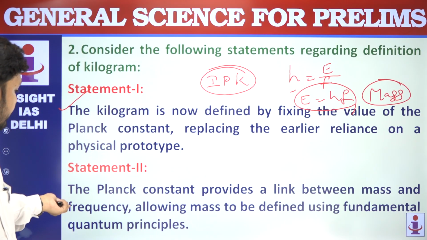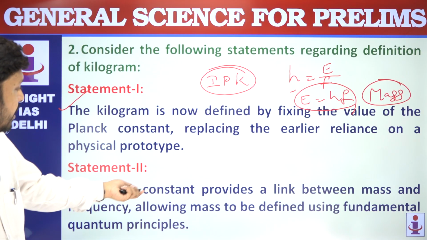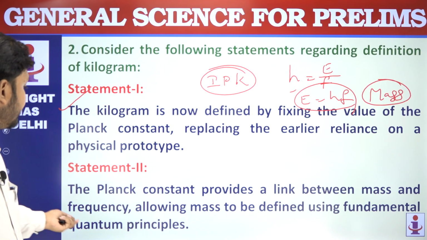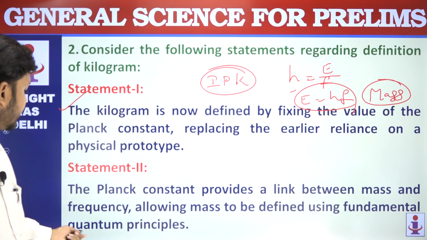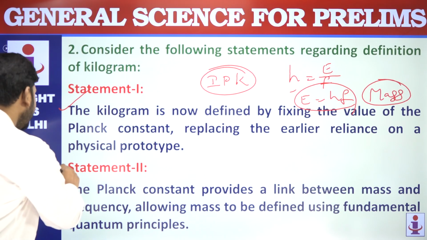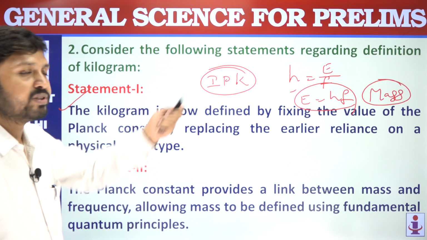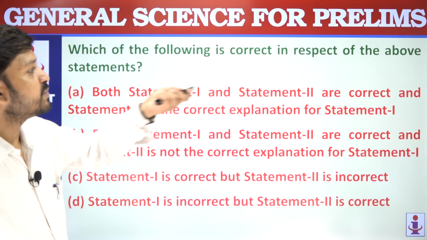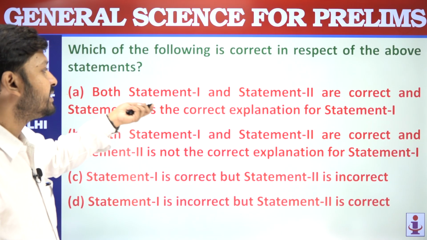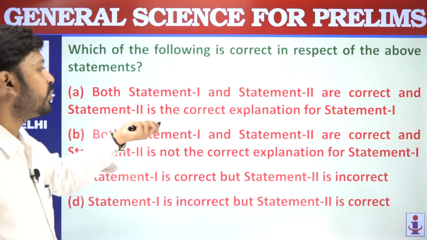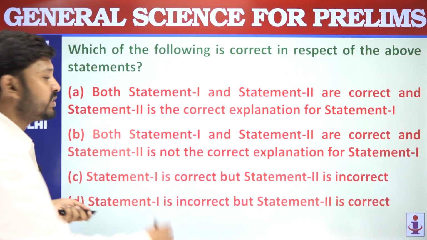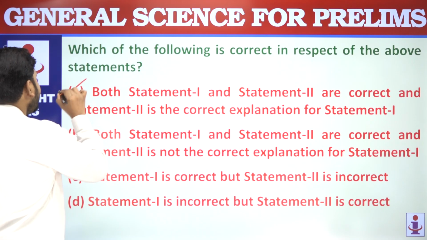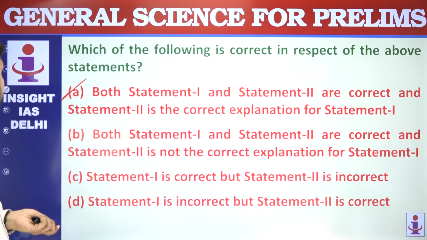So let's read the second statement. The Planck constant provides a link between mass and frequency, allowing mass to be defined using the fundamental quantum principle. Right? This is also a right statement, because we have discussed this one. So let's see the options. Which of the following is correct in respect of the above statements? Both statements 1 and 2 are correct, and statement 2 is correctly explaining statement 1. So our answer will be A. So let's go to the third question.